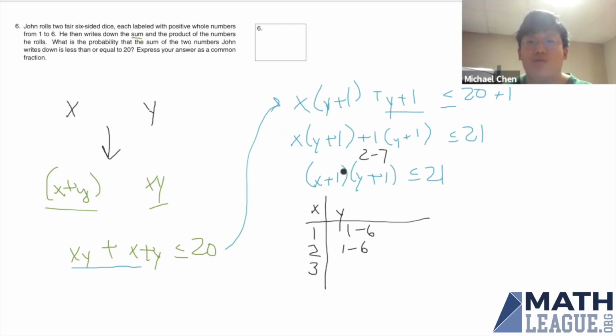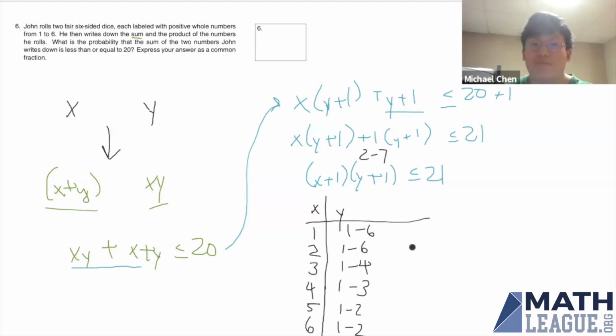Now, when x equals 3, we know that x plus 1 is 4, right? So 4 times what is less than or equal to 21? Well, that means that y plus 1 can be less than or equal to 5, which means that y is anywhere from 1 to 4. Similarly, if we continue on, when x equals 4, we know that y plus 1 cannot be more than 4. So that means that y can be anywhere from 1 to 3. When x equals 5, and when x equals 6, we have 1 to 2.